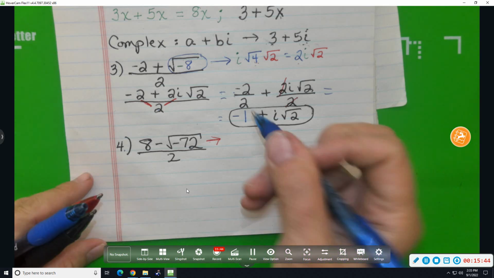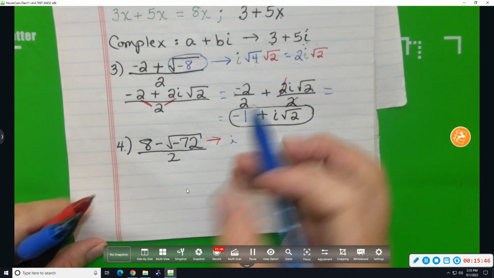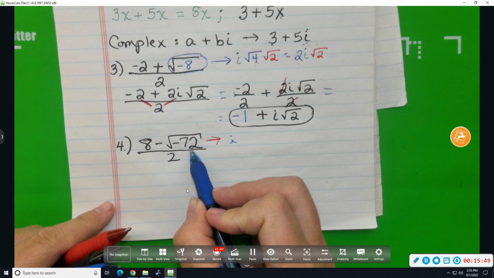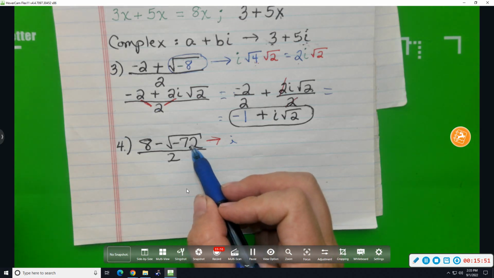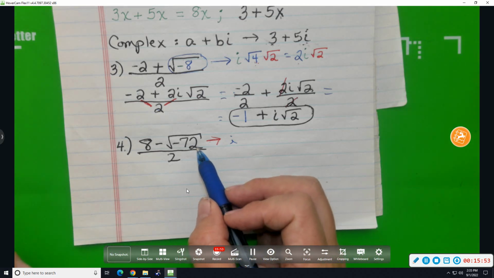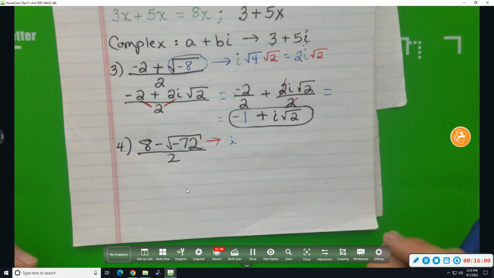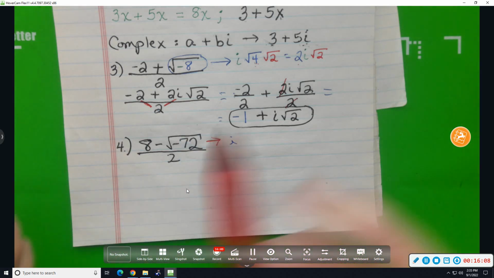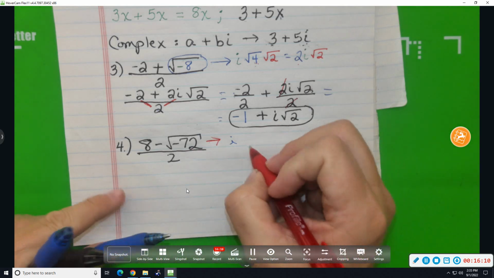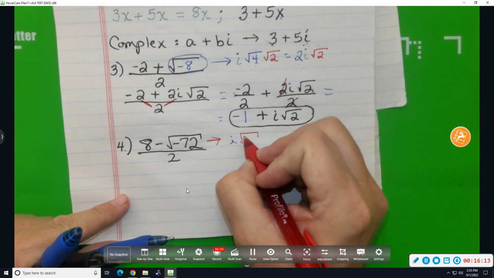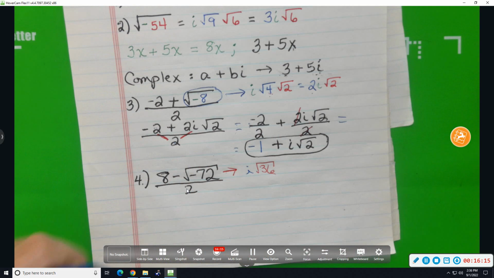I'll put that i there. I'm just working with the square root of negative 72. Now wait a minute, is 72 a perfect square? No. What's the biggest perfect square that divides evenly into 72? I know 9 goes in evenly, but I think that's not the biggest. 36. Y'all agree with 36? I agree also. So we're thinking of that 72 as the square root of 36 times the square root of 2.